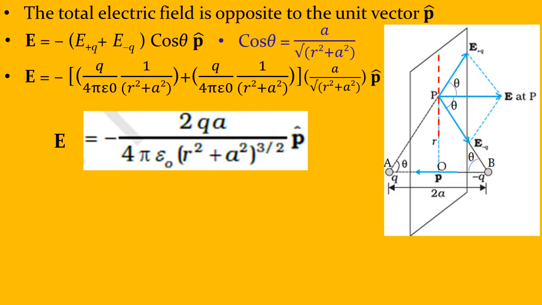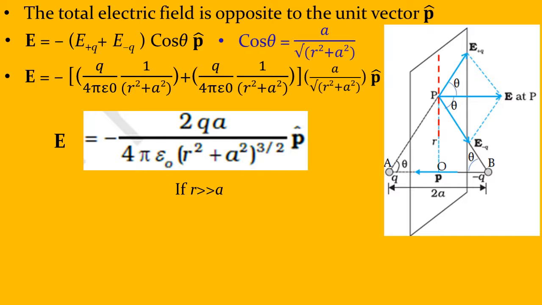So if I simplify this, both being equal, the magnitudes of field due to Q and minus Q being equal, I have the total field E equal to, the minus sign remains for the reasons that I have explained, 2QA upon 4 pi epsilon, and here I have R square plus A square raised to 3 by 2 with a unit vector P hat.